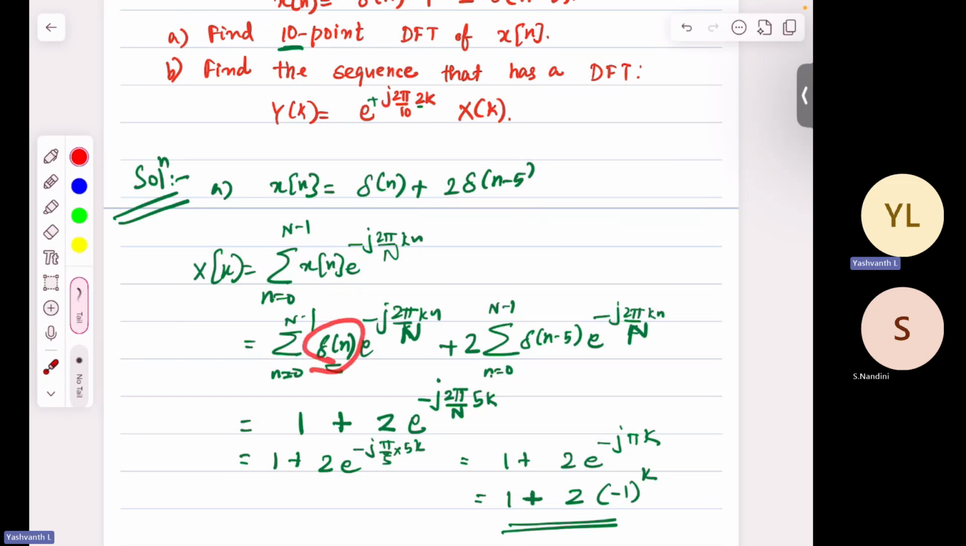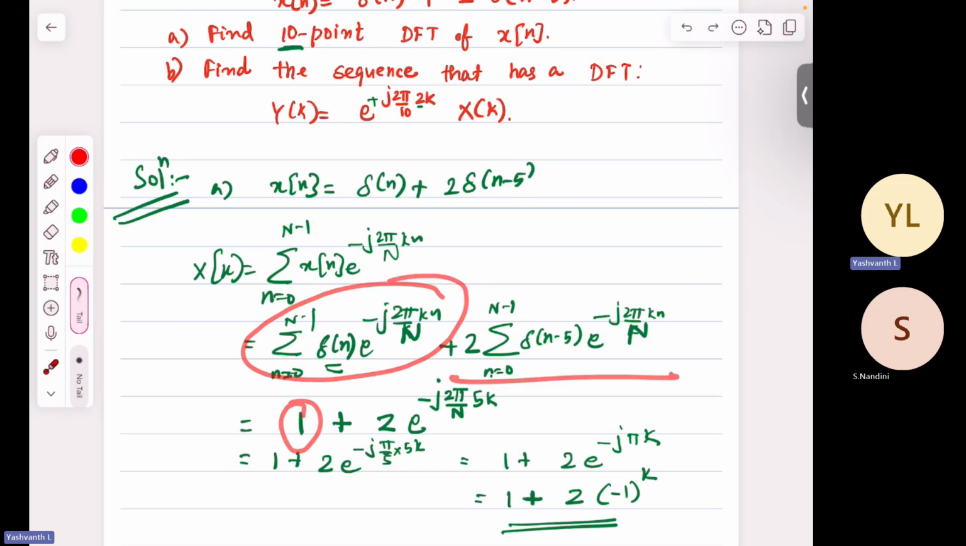The first is the summation over n of delta of n into the twiddle factor power k n, plus 2 into the summation over n equal to 0 to N minus 1 of delta of n minus 5 into the twiddle factor power k n. Now, by the shifting property of the impulse function, it is only at n equal to 0 that the first term has a non-zero value. But at that point, e power 0 will be equal to 1. Therefore, the first summation is just equal to 1.